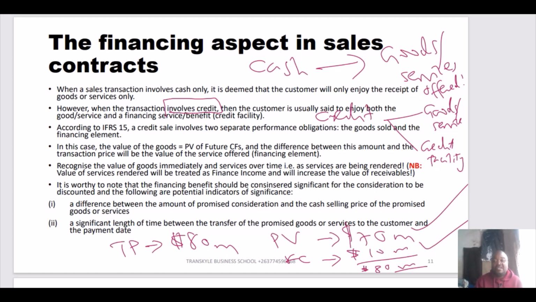Okay? The revenue there is 70 million. The 10 million is other income. Are we together? The 10 million is the balancing figure. Remember, the 70 million has been found by discounting, so it's a present value. That's the amount you're going to recognize as revenue.